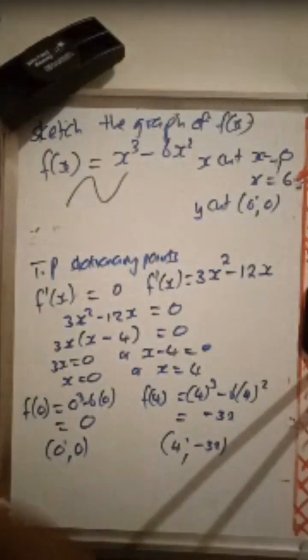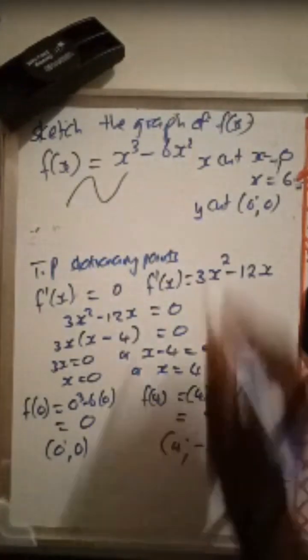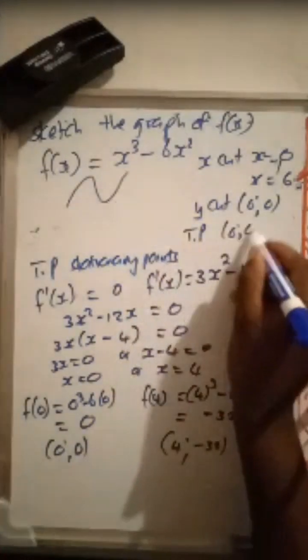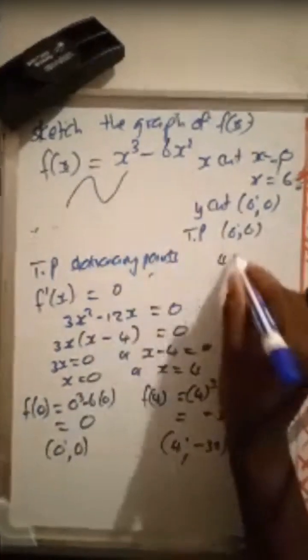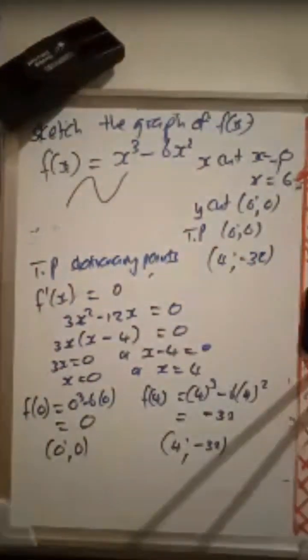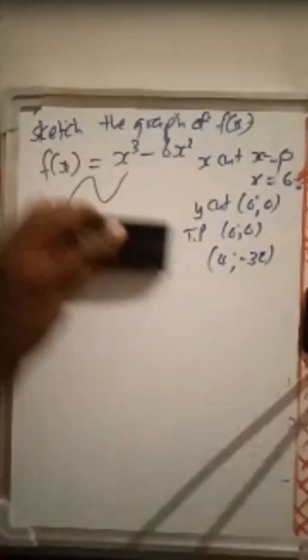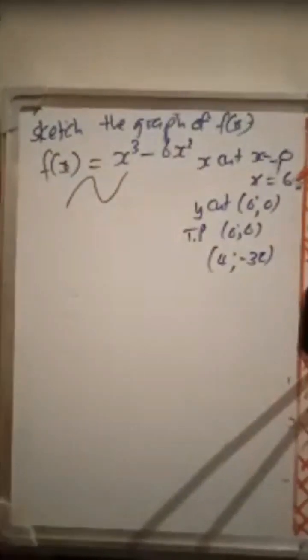Okay. So I'm going to go there. Turning points, we have 0, 0. And we have the other one, which is 4, negative 32. Like that. Okay. Those are our turning points. I'm just writing it there so that we're going to use them. Okay. So now the last one that we need is the point of inflection.